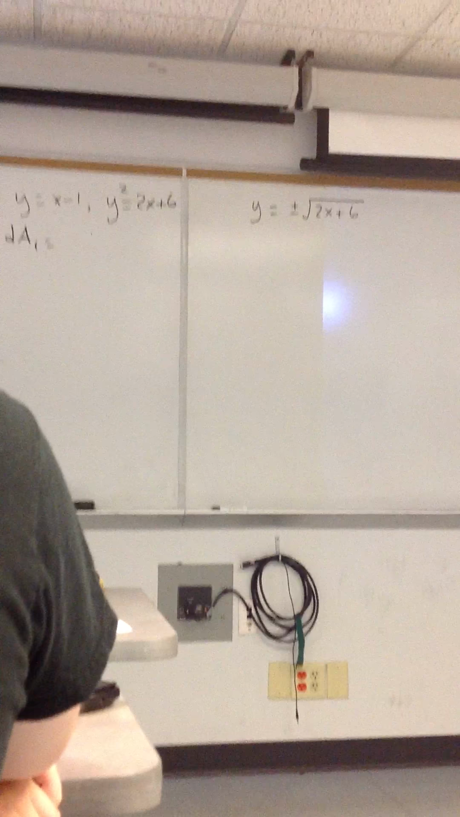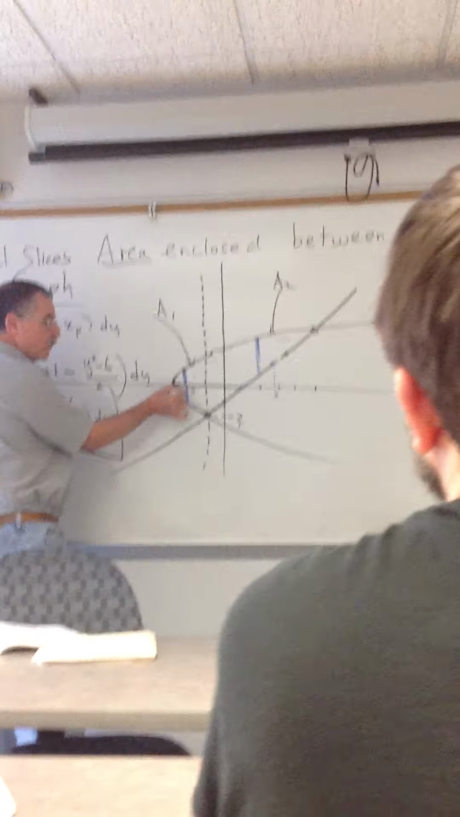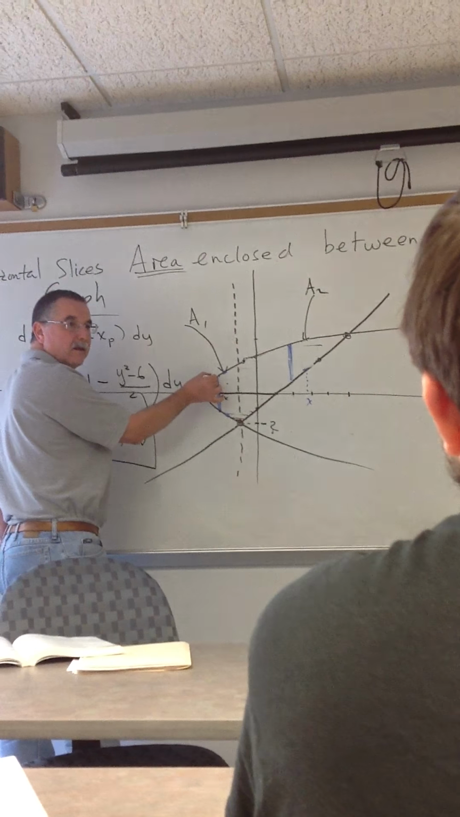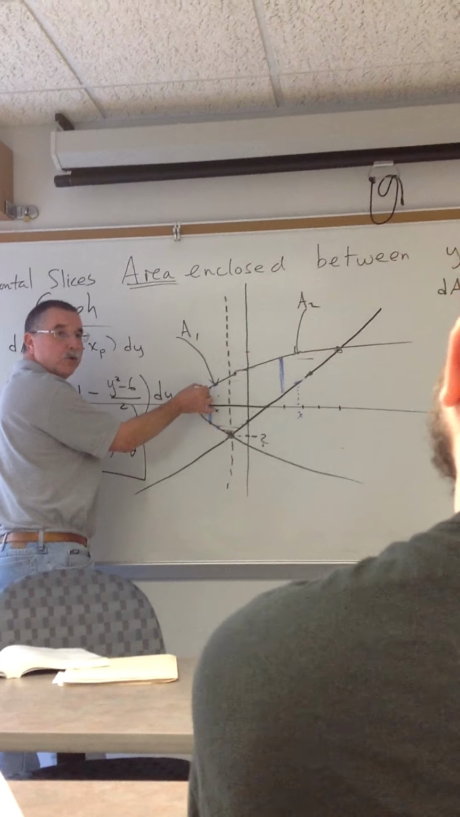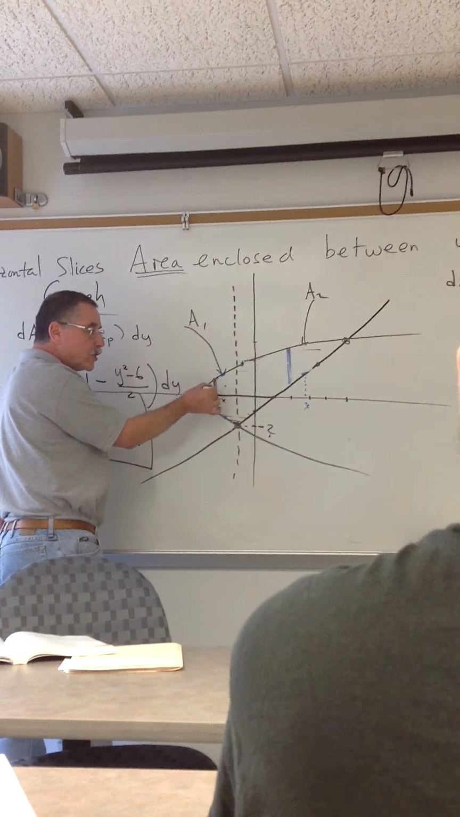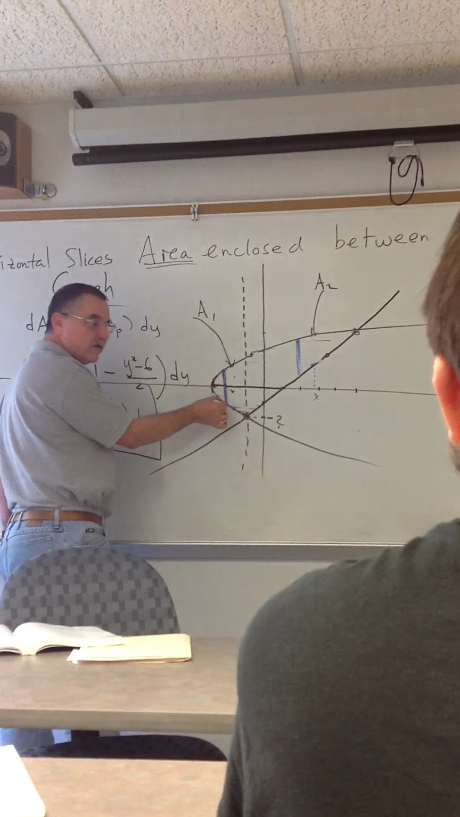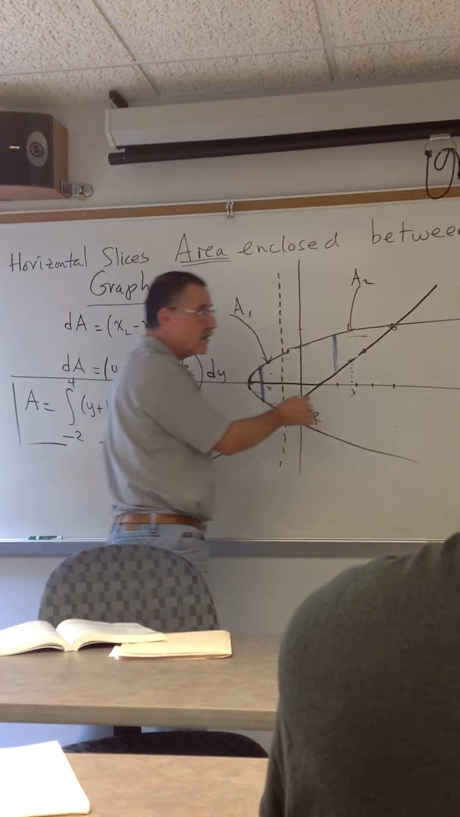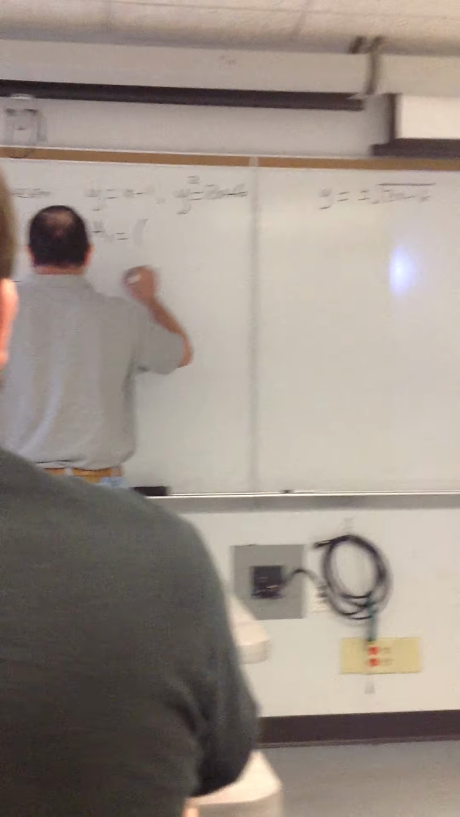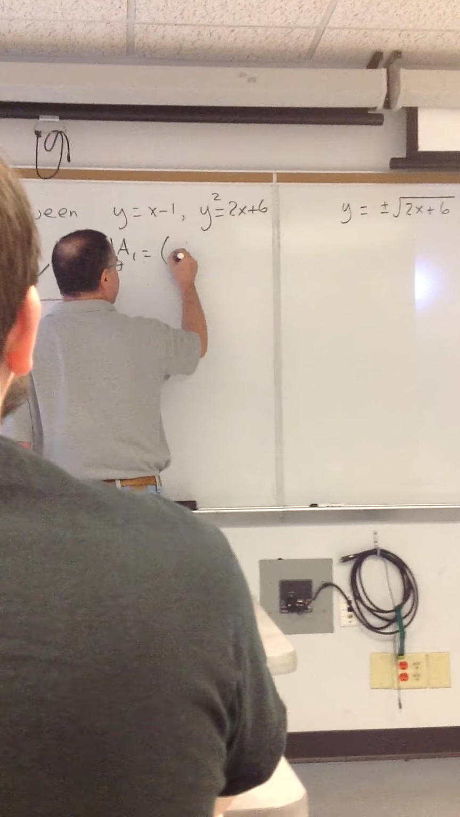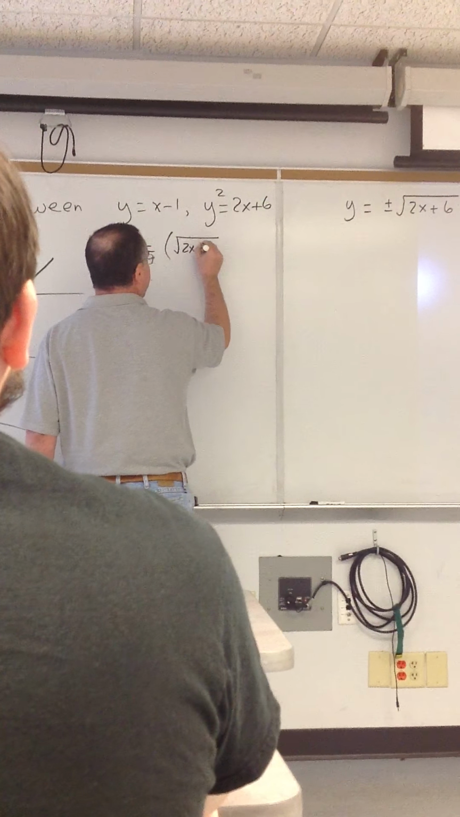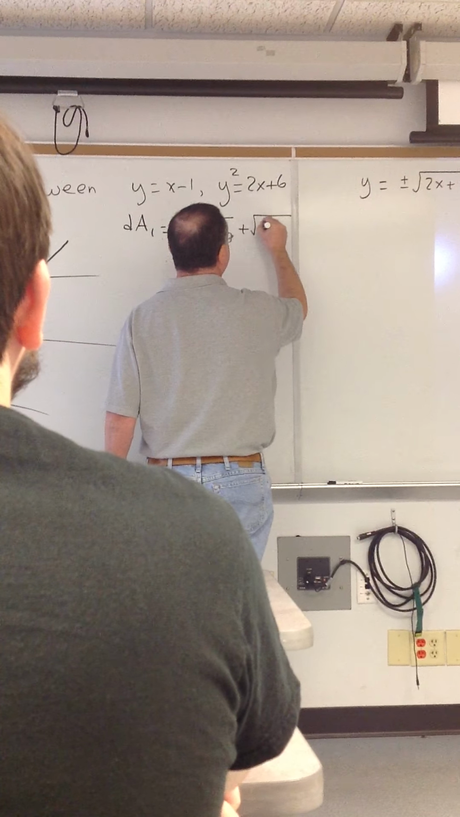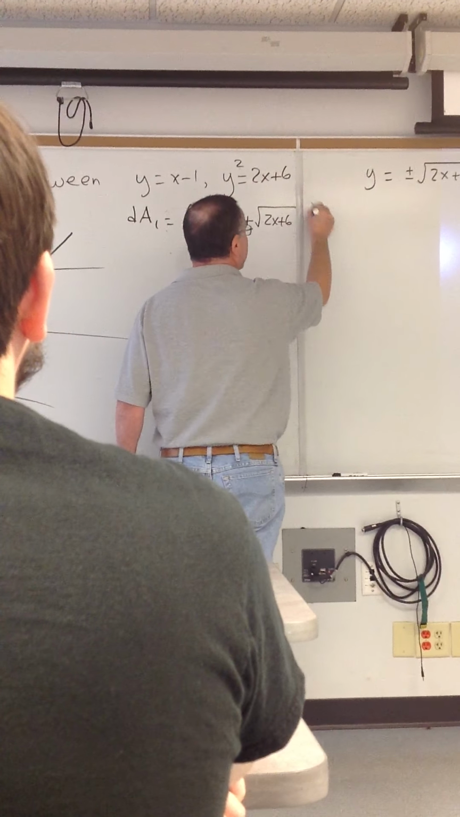So let me ask you now. If you give me this value of x, what is the height to this parabola here? The positive square root of 2x plus 6. And then you subtract from that the lower value, which is the minus square root of 2x plus 6. And so therefore, the length of this vertical slice is the square root of 2x plus 6 minus the negative square root of 2x plus 6. So there'll be two of them.